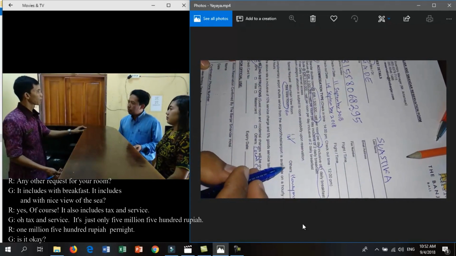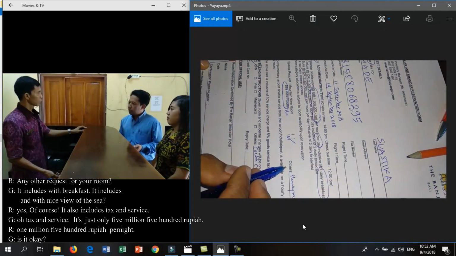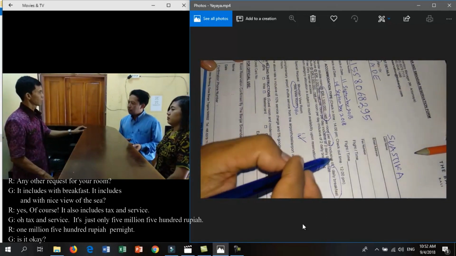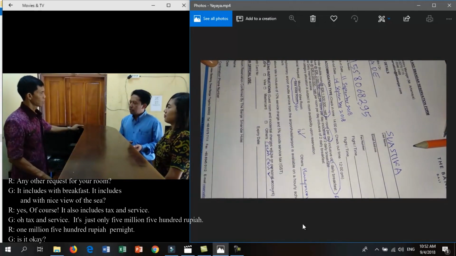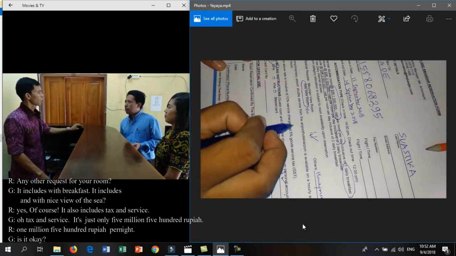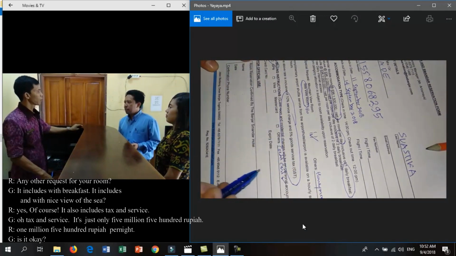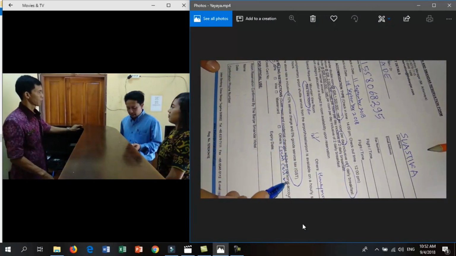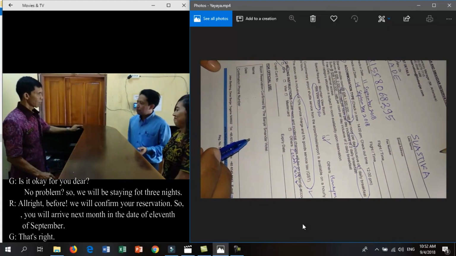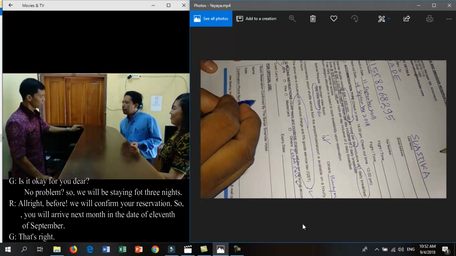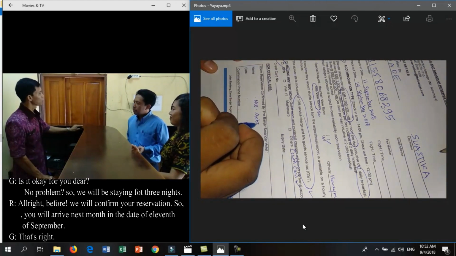Breakfast is already included? Yes, of course. And with the nice view of the sea. Yes, it also includes tax and service. Oh, tax and service. So just 1,500,000 Indonesian rupiah per night. Is that okay for you, dear? No problem. Okay. So we'll be staying for 3 nights. All right, before that, let me confirm your reservation.